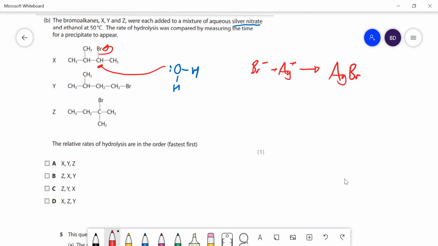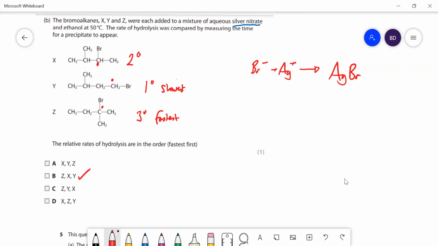Right, which one is going to react the fastest then? Well, we need to look at what kind of haloalkanes these are. So this one is a secondary haloalkane because you see the bromine is attached to a carbon which is attached to 2 other carbons. This one is a primary haloalkane. And this one is a tertiary haloalkane. And you should remember that the tertiaries are the fastest. So Z is going to be the fastest. And Y, the primary, that's going to be the slowest. So it's Z, X, Y is the order.